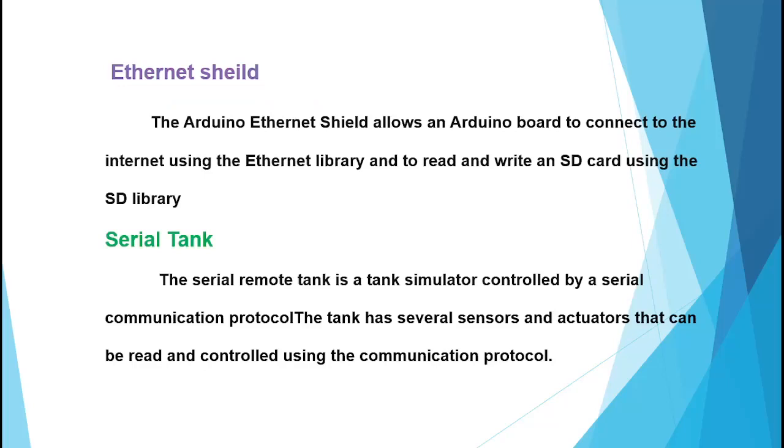Next, Ethernet shield. The Arduino Ethernet shield allows the Arduino board to connect to the internet using the Ethernet library and to read and write an SD card using the SD library. Next, serial tank. The serial remote tank is a tank simulator controlled by a serial communication protocol. The tank has several sensors and actuators that can be read and controlled using the communication protocol. We are assuming this serial tank as a water tank and we are going to control the water flow.